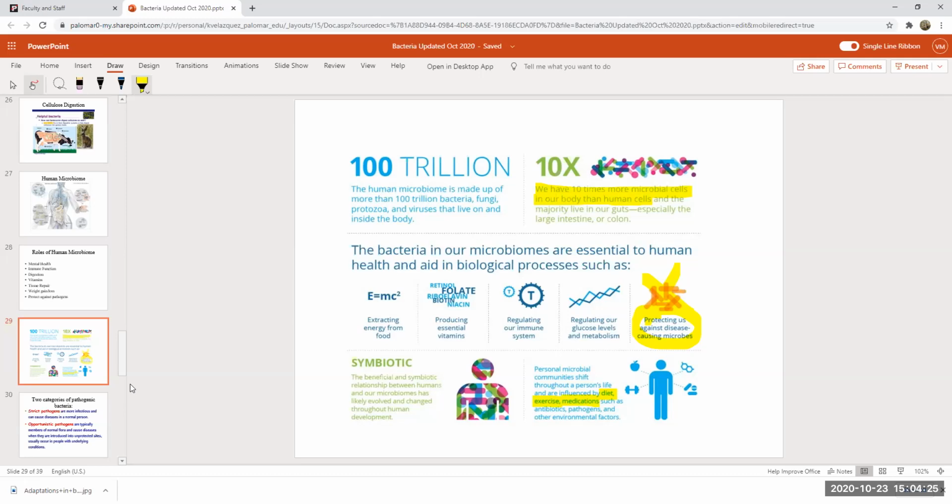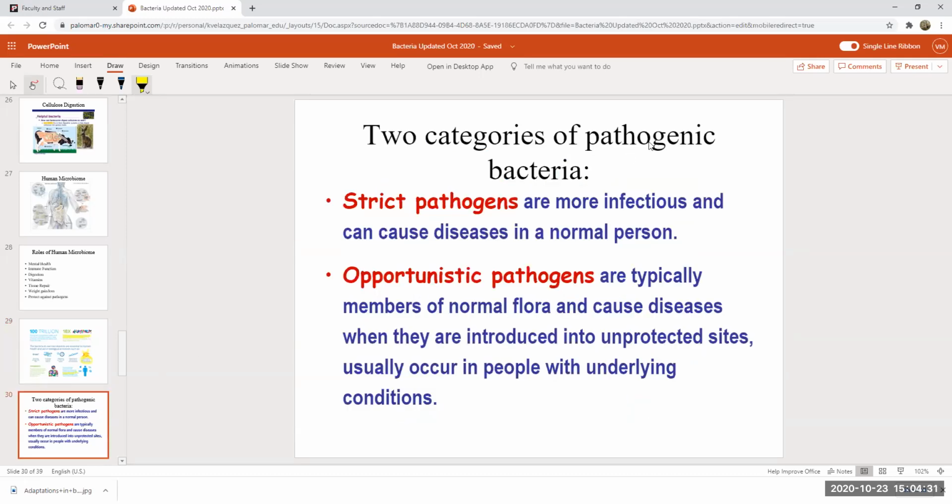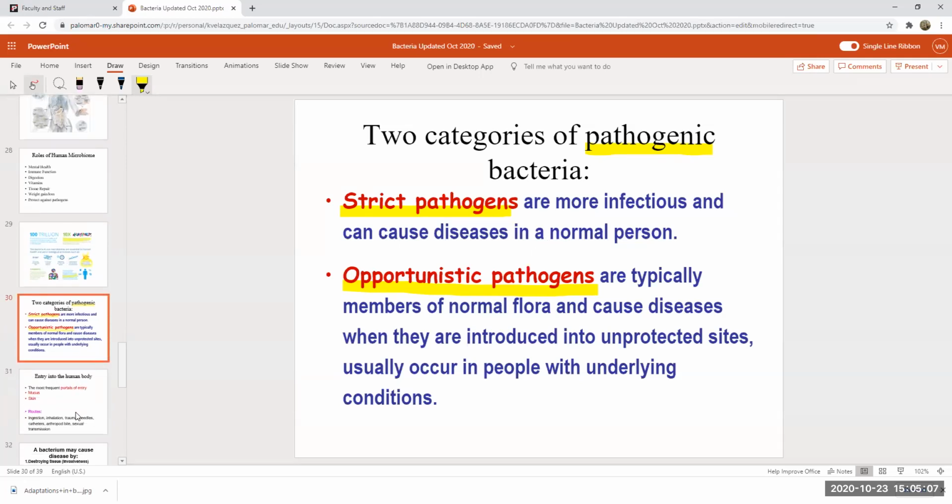Okay, so lots of beneficial roles of bacteria, but not all bacteria are good, as we know. So now let's just quickly talk about the pathogenic bacteria. Remember, pathogenic means disease-causing. If an organism is pathogenic, it means it causes disease. You will learn a lot about pathogenic bacteria if you take microbiology. If an organism is a strict pathogen, it means it causes disease in everyone, even a normal, healthy person. Versus an opportunistic pathogen usually only causes trouble if you're immunocompromised, if you have another illness, if you take a lot of antibiotics that kill the good guys and now the bad guys can move in. So those are called opportunistic pathogens.